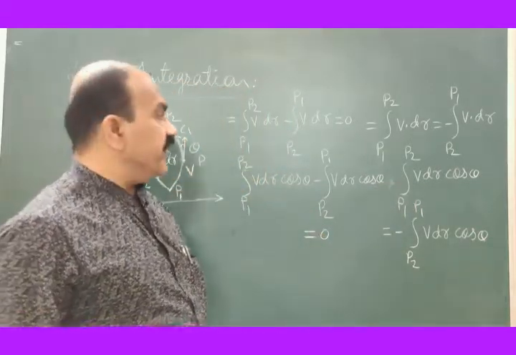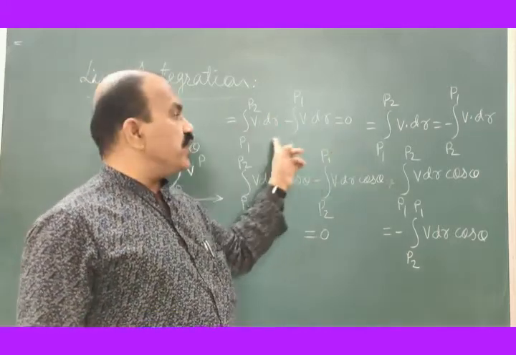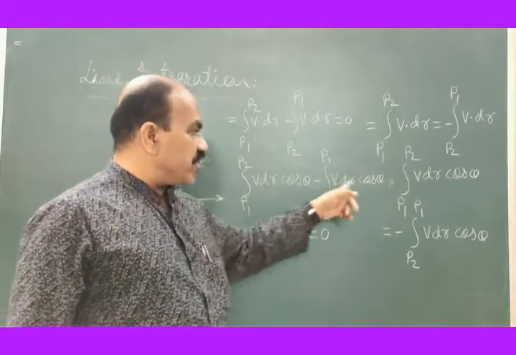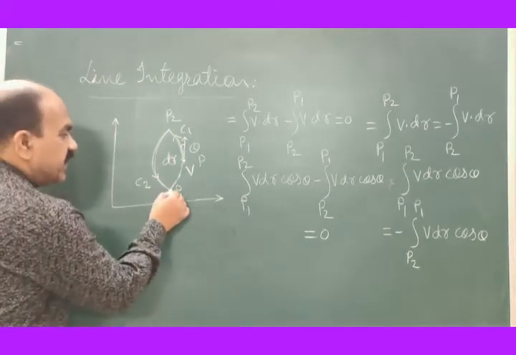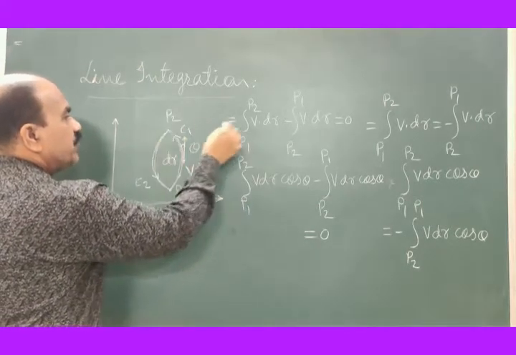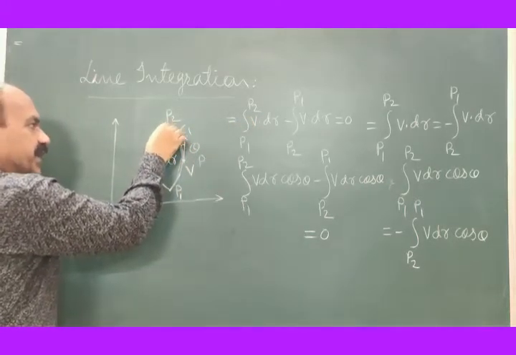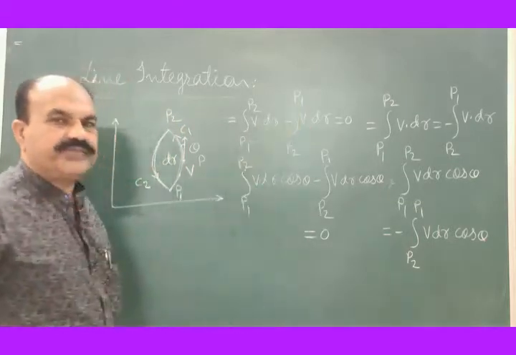So what we find here, this total line integration is becoming 0. The line integration started from point P1 up to P2, and it is continued from P2 to P1.